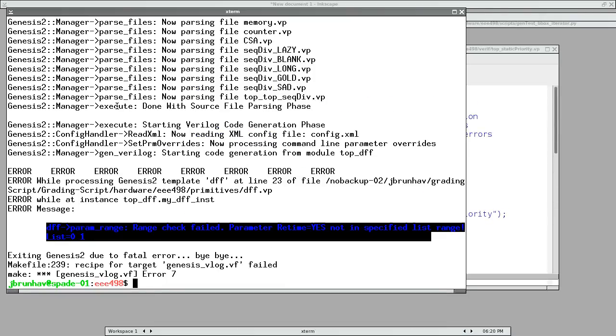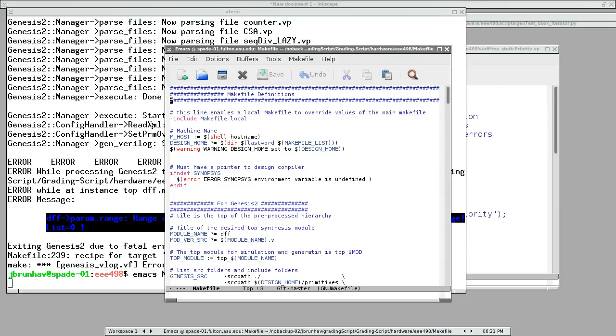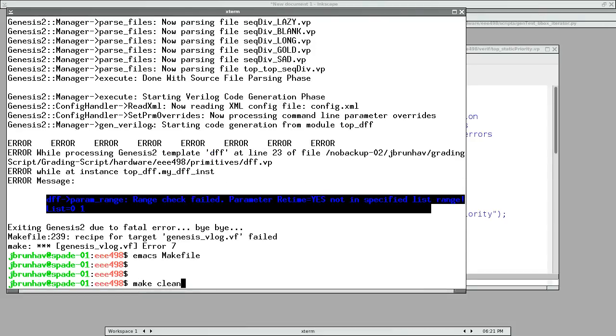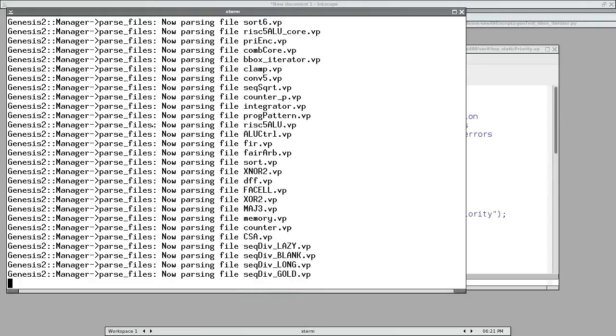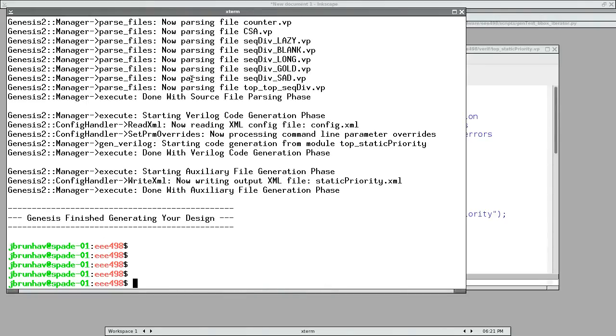Who is instantiating a DFF? So I might have forgotten how my own makefile works. There you go. So I think this was just slop from last time.